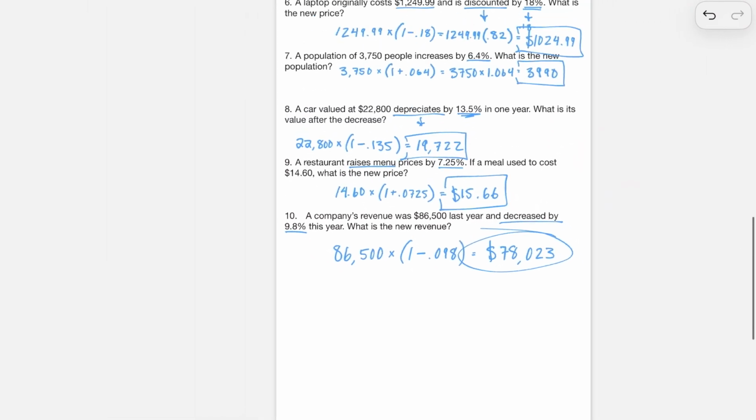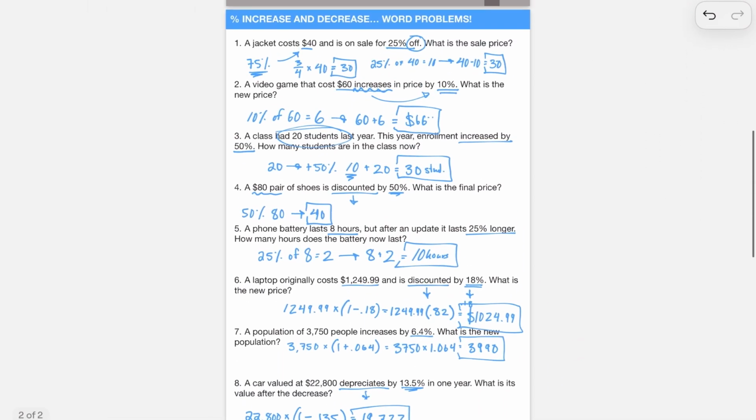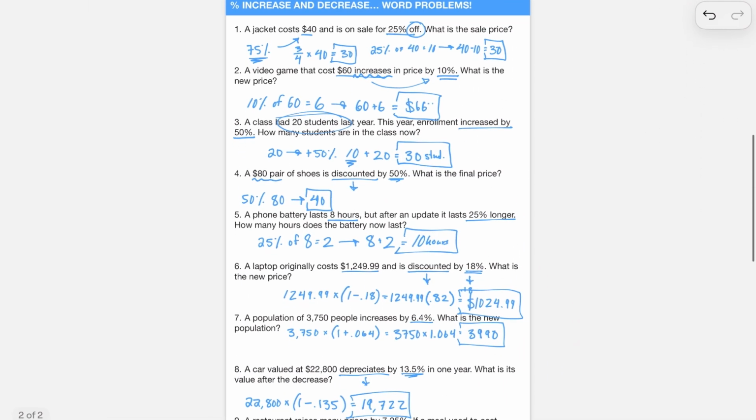So those were some word problems about percent increase and percent decrease. Hope it was helpful.